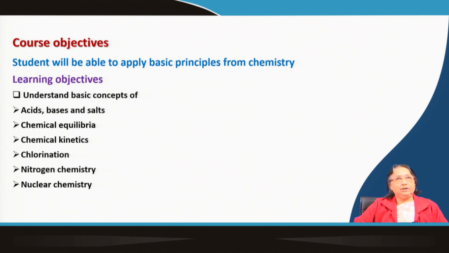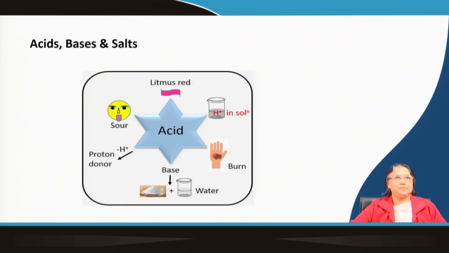Students will be able to apply basic principles of chemistry. The course will be covered by the following topics: acids, bases and salts, chemical equilibria, chemical kinetics, chlorination, nitrogen chemistry and nuclear chemistry. So, in my first lecture I will start with acids, bases and salts.